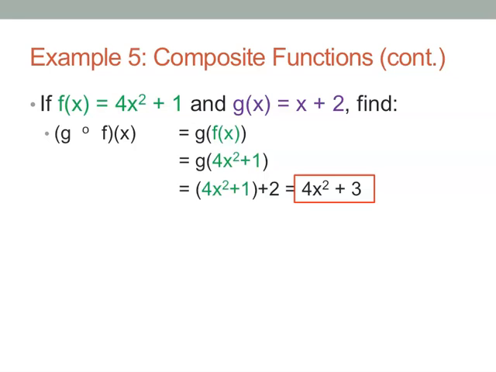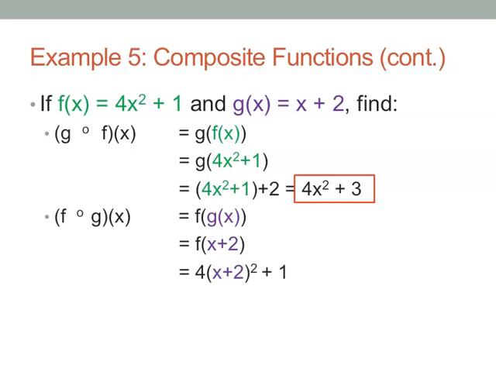Now, what if we did it the other way, f composed with g of x? So this is the same as plugging g of x into our function f. So g of x is equal to x plus 2. So I'm going to take x plus 2, and I'm going to plug that into my function f anywhere I see x. So this will be 4 parentheses x plus 2 squared plus 1.